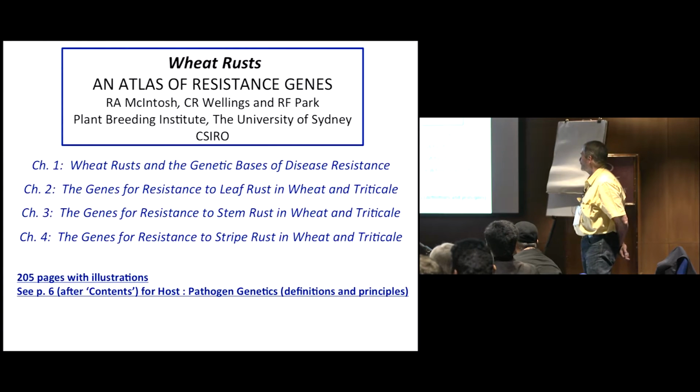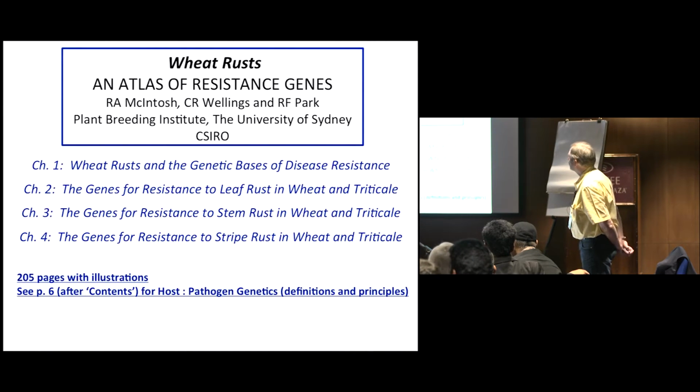Regarding the wheat rusts in particular, this publication, this book, Wheat Rust: Analysis of Resistance Genes, I just wanted to make sure you're aware that this is going to be in your packet of information that we're distributing. Bob McIntosh, Colin Wellings, and Robert Park were the authors, and as Robert said, that is now 20 years old, Robert, and we need to update it. A number of rust genes, for stem rust, yellow rust, and leaf rust, have been identified and described but are not in this book.